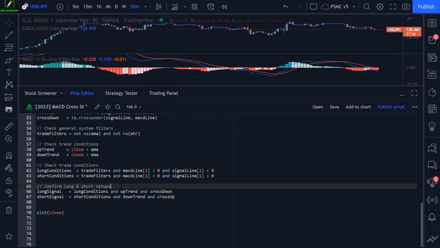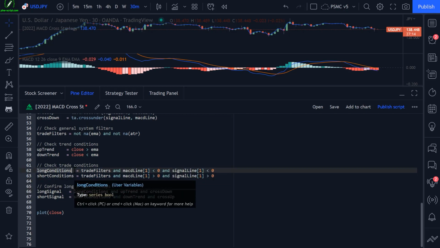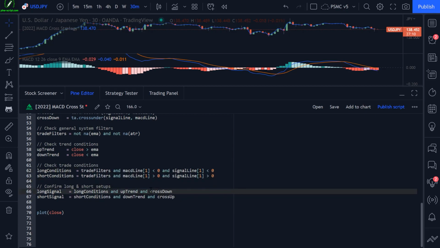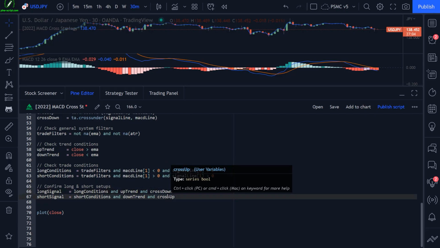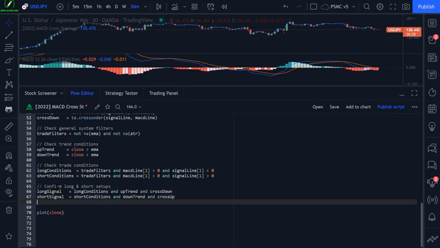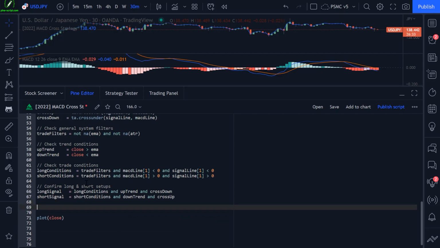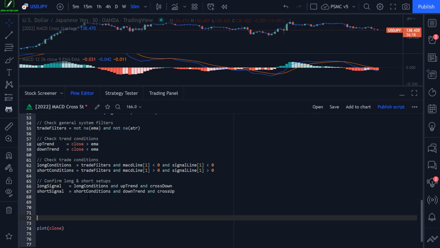So next up, we need to confirm our long and short setups. To do that, I just combine all of our conditions. So do we have our long conditions met? And do we have an uptrend? And did the MACD cross down or cross up? So once we have all of these conditions combined, then we can check later on to make sure that we're not already involved in an open trade. And if we are not involved in an open trade, then we can take a position because our entry criteria is met. But before we enter any trades, we need to calculate our stop loss and our targets.